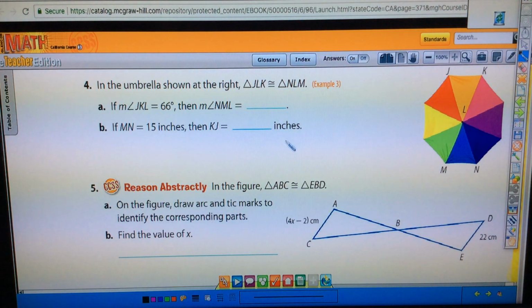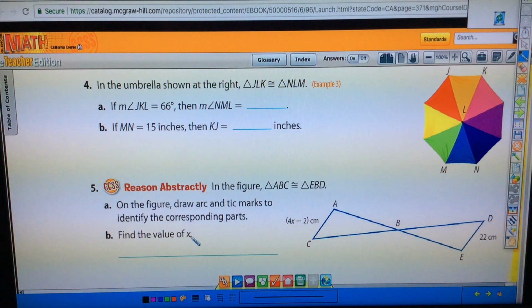Okay, so here's the deal. It says that triangle ABC, this triangle right here, is congruent with triangle EBD. So basically these two triangles are congruent. They are the same size, they are the same shape. On the figure, draw arc and tick marks to identify the corresponding sides. I'm going to let you guys do that. I think you can probably handle that at this point. Here's what I want to help you with.